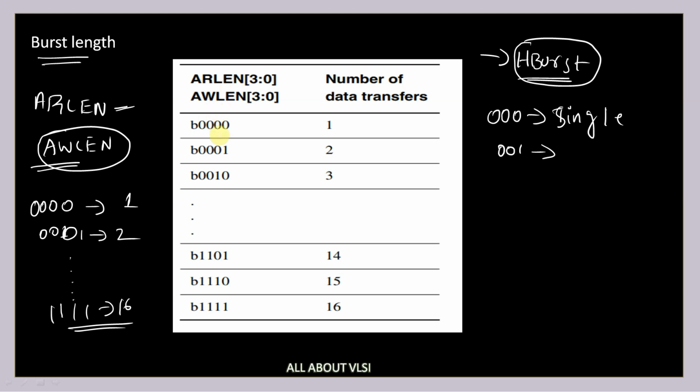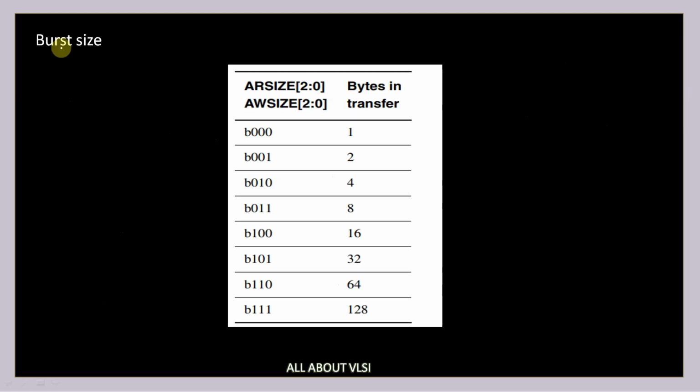The size of the data is determined by another signal, which is known as burst size. We are going to use ARSIZE for the read transfer, and another signal known as AWSIZE for the write transfer. Using these signals, we determine the size of the data which we are going to transfer.